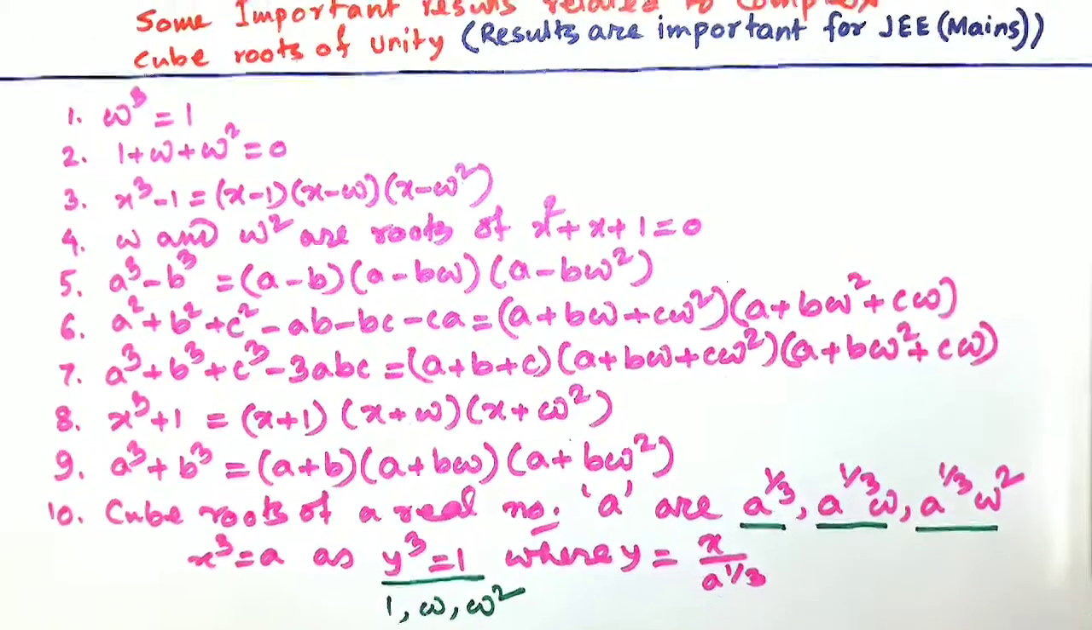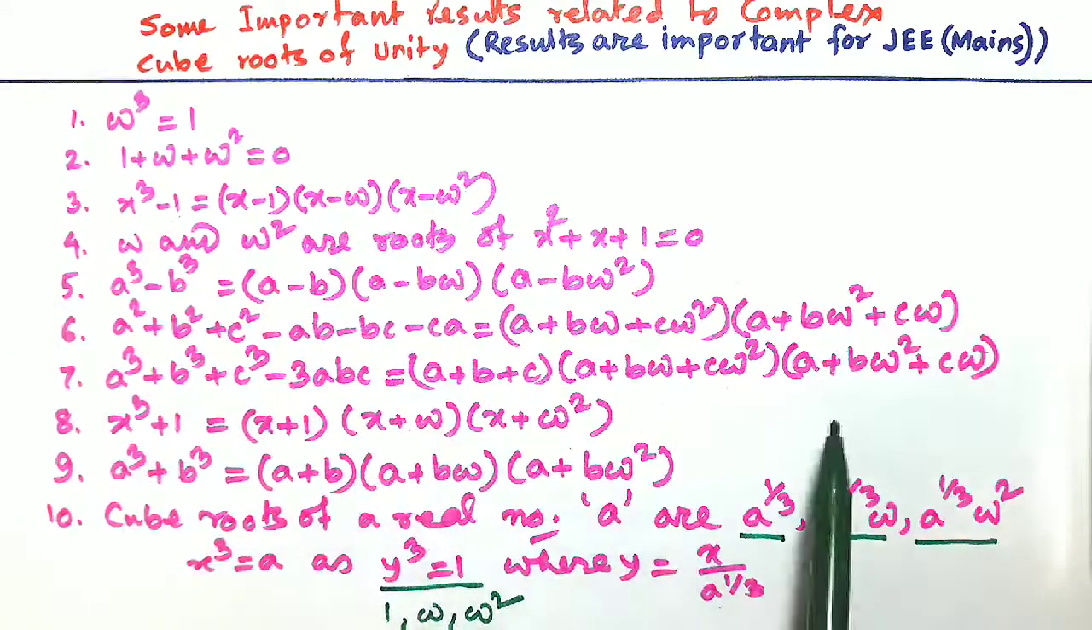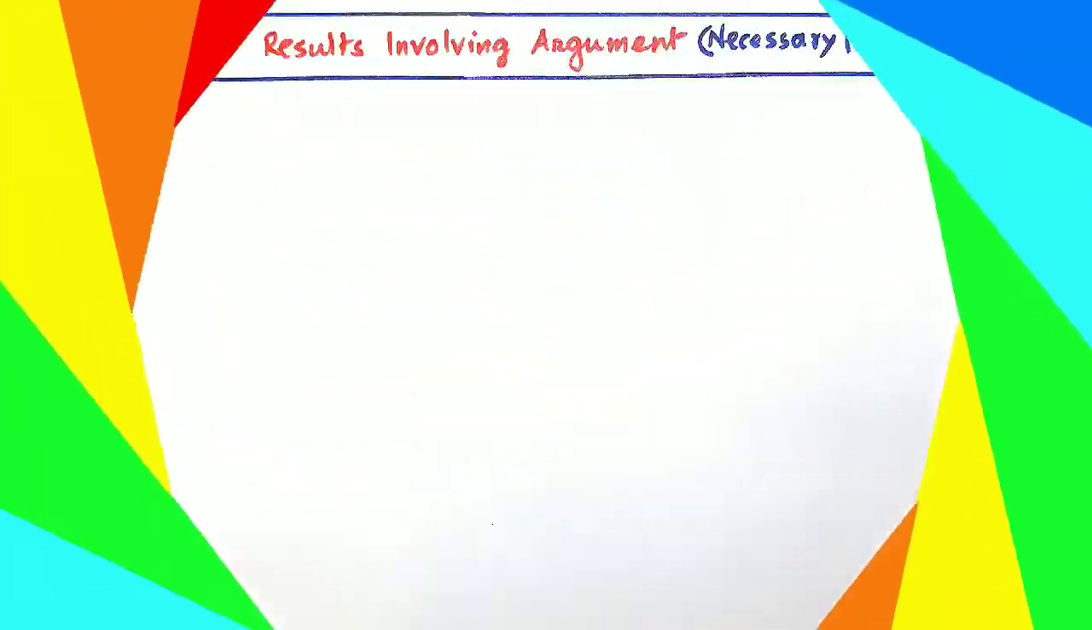Please write all the basic facts, that means the important results, in your copy. These will help you to solve or to find the solutions of important problems of joint entrance.